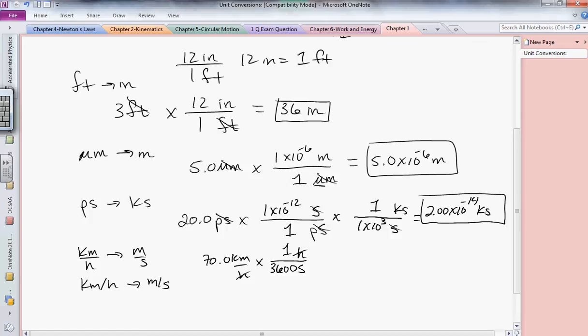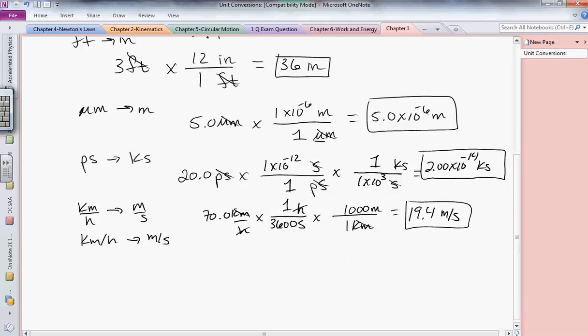So this first conversion factor converts from hours to seconds for me. Then, with the hours taken care of, I now go to the kilometers. 1 kilometer is equivalent to 1,000 meters, 1 times 10 to the third meters. And now the kilometers are changed. So now I have seconds on the bottom, I have meters on top. That's what I want. And I get 19.4 meters per second. Okay, so once again, when you have a ratio of 2 units, write it so that 1 unit's above the other unit and just convert 1 unit at a time to get the correct answer.